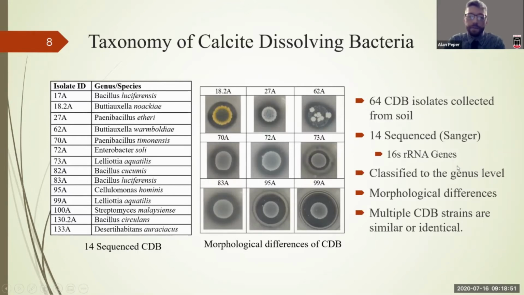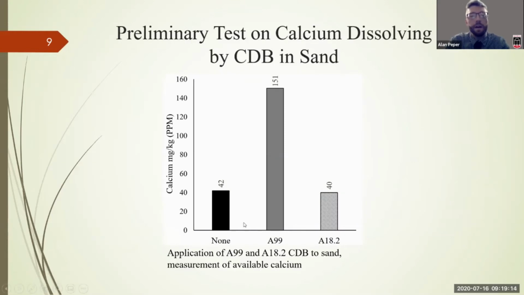I've classified them to the genus level, as you can see on this chart. They also have several morphological differences, being color, structure, and that kind of thing. However, there are multiple repeats or similar or identical strains within the 64 that I've collected. So the next step was to test them on soil or sand and see if they're able to naturally increase the amount of soluble calcium.